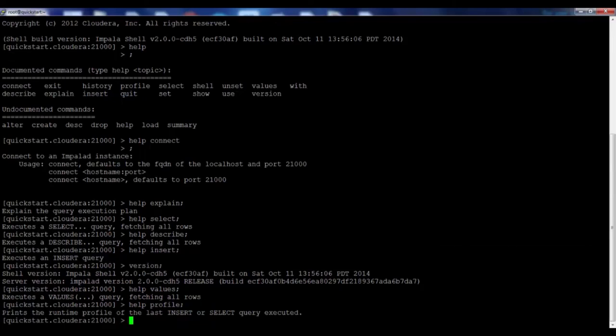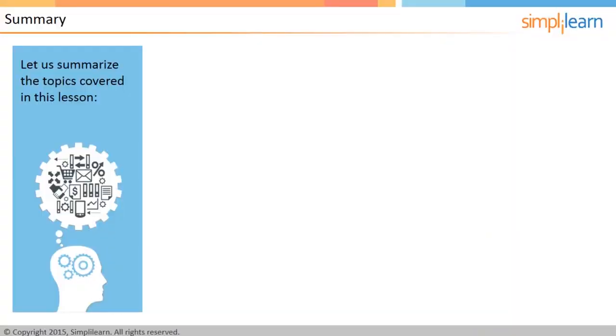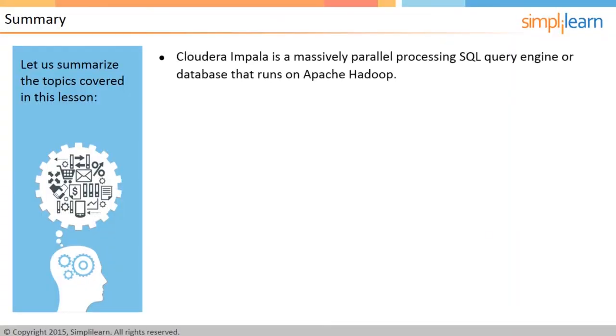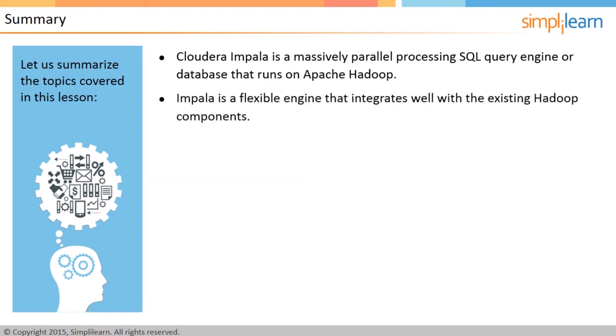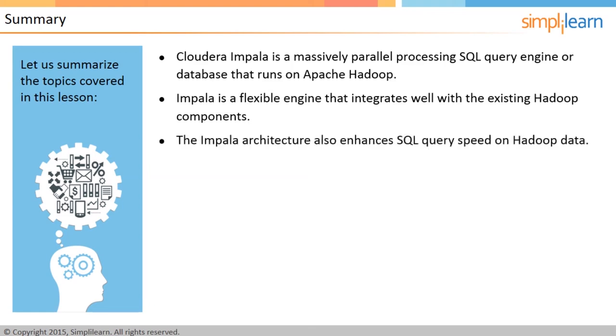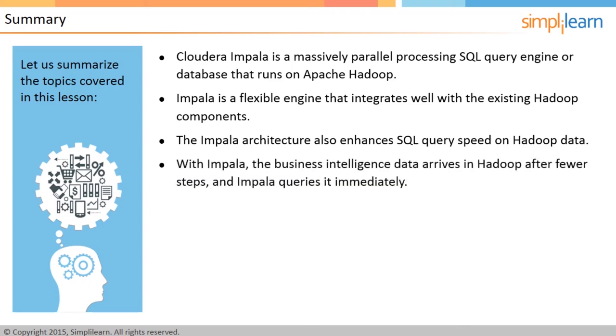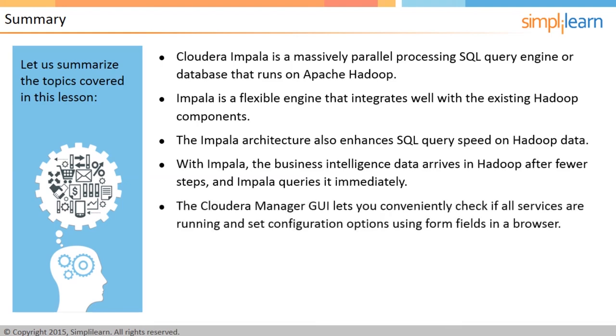Let us now proceed to the quiz section. Let us summarize the topics covered in this lesson. Cloudera Impala is a massively parallel processing SQL query engine or database that runs on Apache Hadoop. Impala is a flexible engine that integrates well with the existing Hadoop components. The Impala architecture also enhances SQL query speed on Hadoop data. With Impala, the business intelligence data arrives in Hadoop after fewer steps, and Impala queries it immediately.